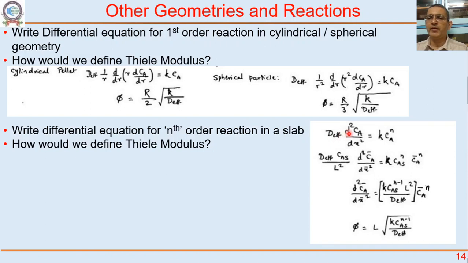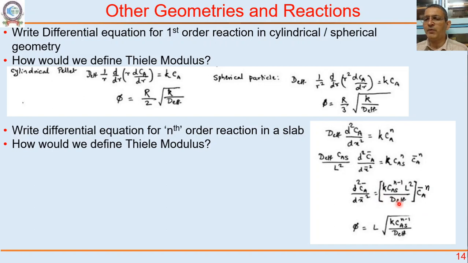This is how you would get effective diffusivity: d²Ca/dx² = K Ca^n. If I make it dimensionless, this would become Ca bar and Cas, x bar squared and L squared. K Ca^n we can make dimensionless as Cas^n times Ca bar^n. Now this Cas I can cancel, and I'll get d²Ca/dx² = K Cas^(n-1) L² / effective diffusivity times Ca bar^n.